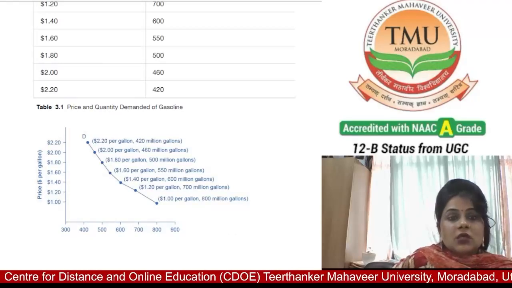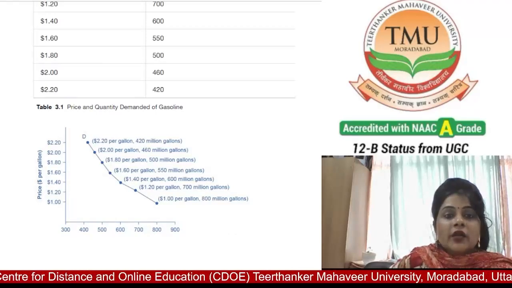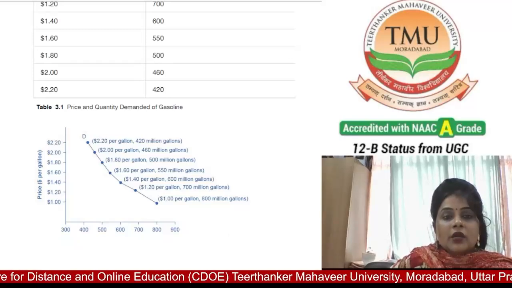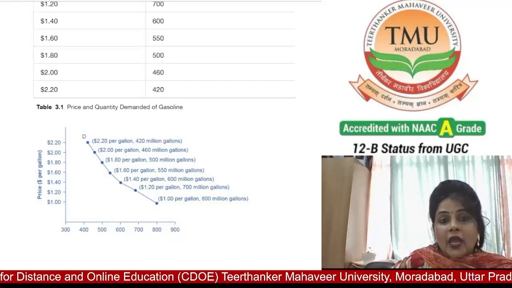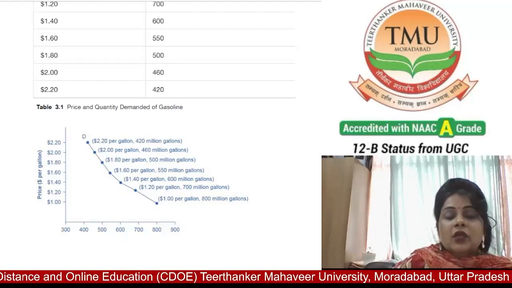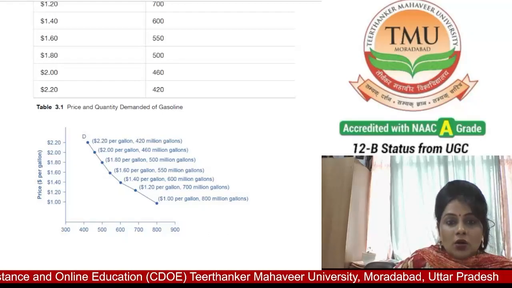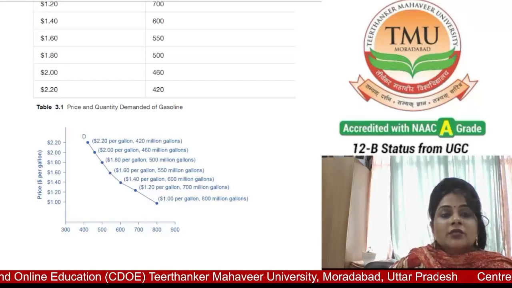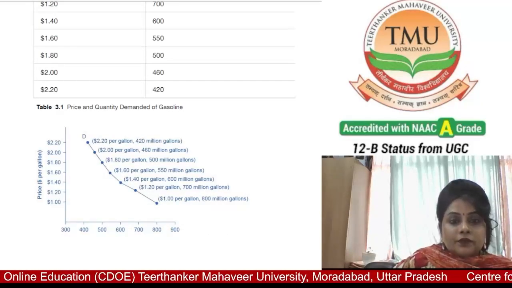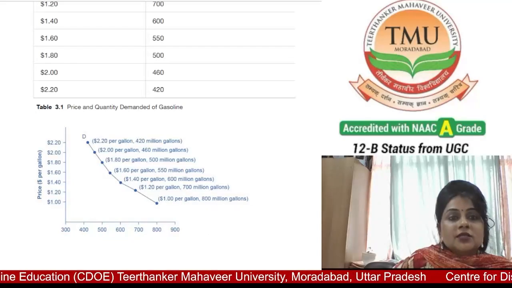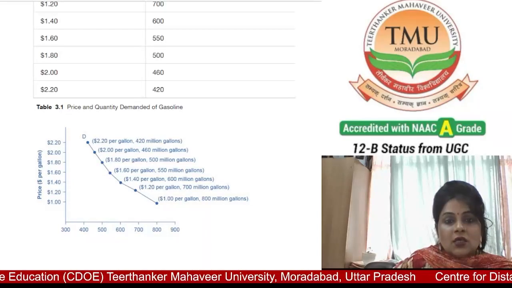Here you see the demand curve shows the relationship between price and quantity demanded on a graph, with the quantity on the horizontal axis and price per gallon on the vertical axis.